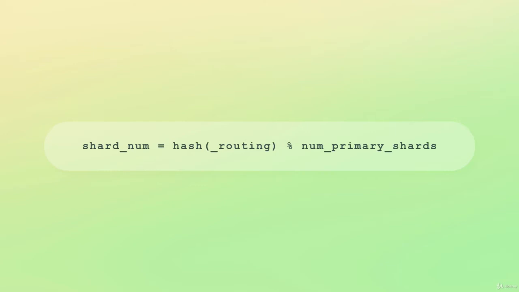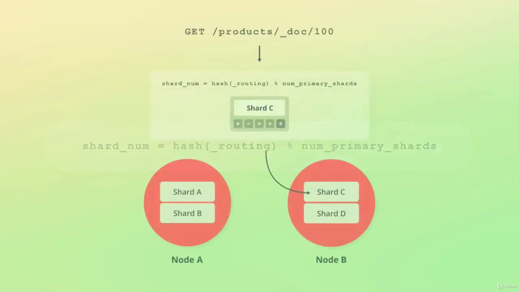I'll get back to what underscore routing is soon, but by default, this equals the document's ID. The same applies when we update or delete documents. What happened when we retrieved a document by its ID was that the same formula was used based on the ID that we specified. Elasticsearch then knew that if the document existed, it had to be on the shard that the routing formula yielded. The same applies for updating and deleting specific documents.